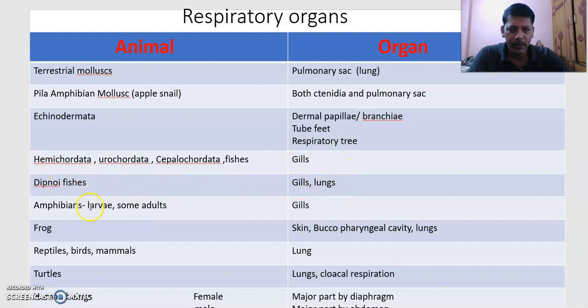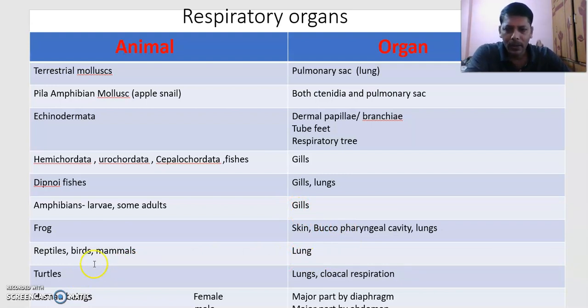These are called lungfish. Amphibians, larvae of amphibians as well as some adult amphibians have gills. And frog has cutaneous respiration through skin, buccopharyngeal respiration through the buccopharyngeal cavity. Here, the buccal cavity and pharynx are fused to form the buccopharyngeal cavity. No palate is here. And next, lungs, respiration through lungs is pulmonary respiration. These all take place in the adult frog, whereas in the larval frog, the tadpole larva, gill respiration, that means branchial respiration, takes place.